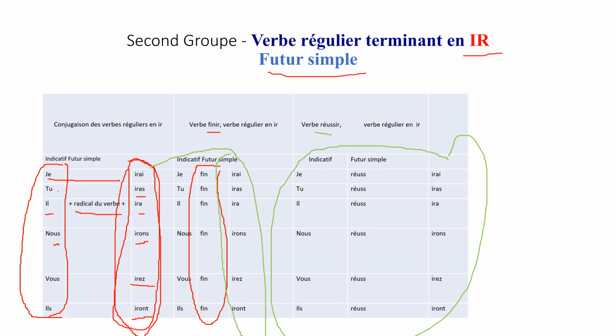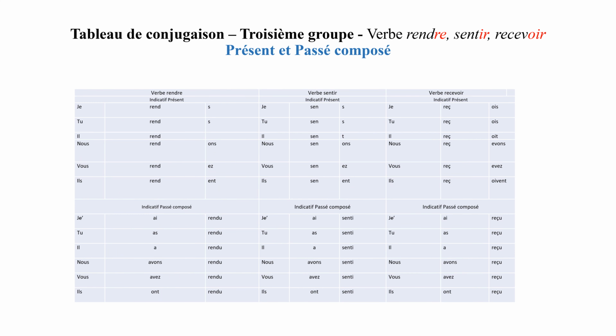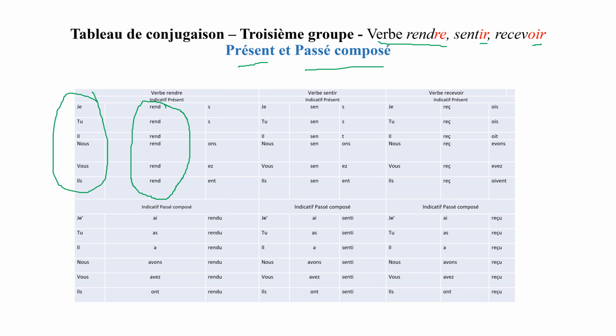Very simple. And now we're going to look at the third group of verbs in French, verbs ending in RE, IR, and OIR. Here is your table. We're going to look at présent et passé composé. Le présent is right here. Here is your person. Here is for the verb rendre, your root, and here is your ending, meaning the terminaison.